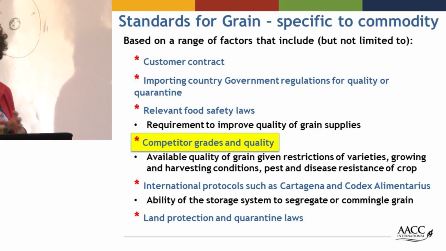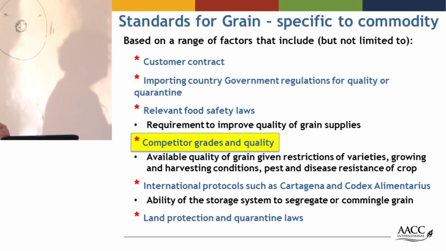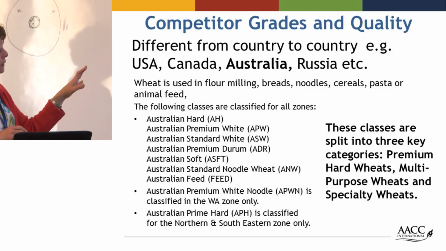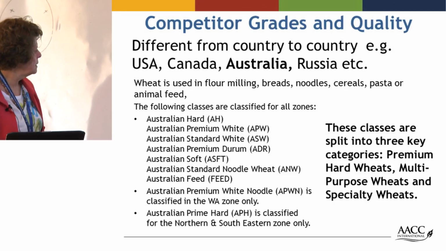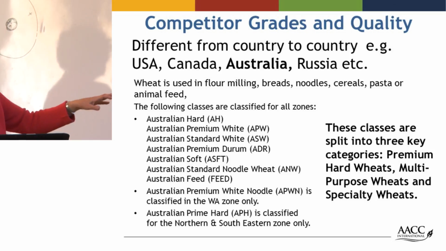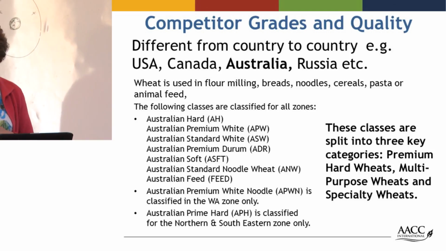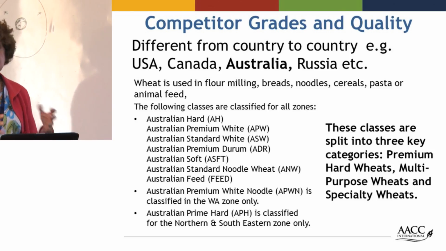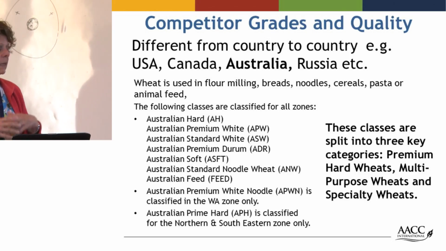I mentioned before that different countries have different ways of grading their grain. This is just an example of the classes that occur in Australia. Australian hard, premium white, standard white, premium durum, long list. And then you will find as you get down that there will be some of those lower classes which usually don't go into export. They'll often be used locally for feed and this type of thing. Every country has their own system. In North America, in the US, they have a system that relates to the regions at which they grow the grain. In Canada, it's a system closer to this one, but it's different.